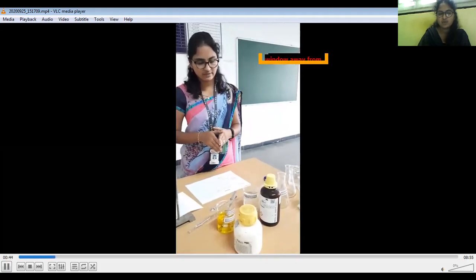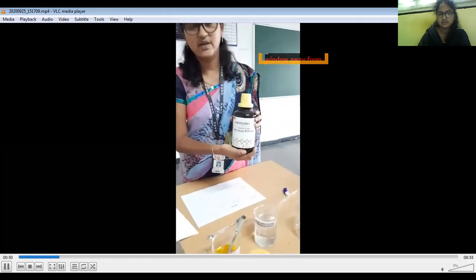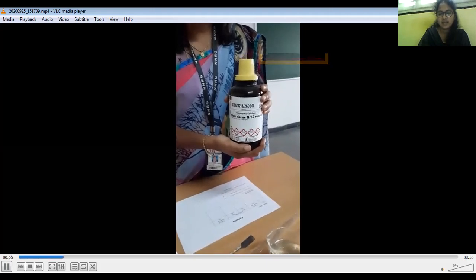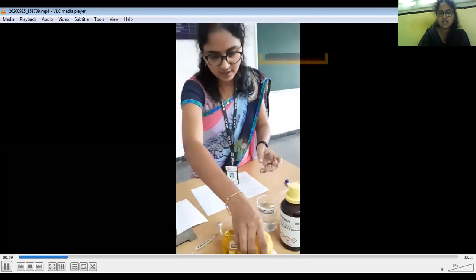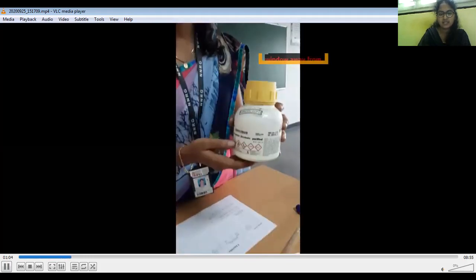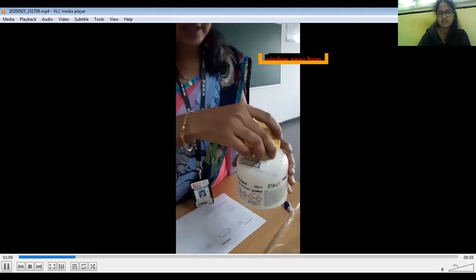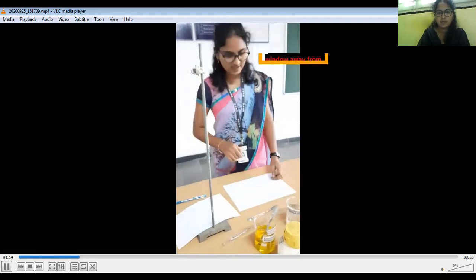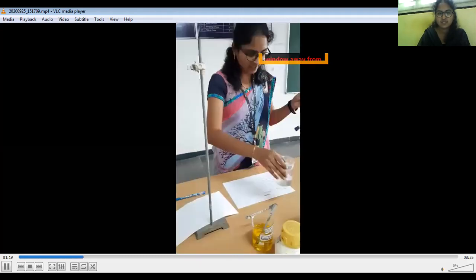What are the chemicals needed? The first one is silver nitrate. And one more thing, that is called an indicator, potassium chromate indicator. These are the two chemicals needed for the determination of chlorides. Now start the procedure. What are the steps?